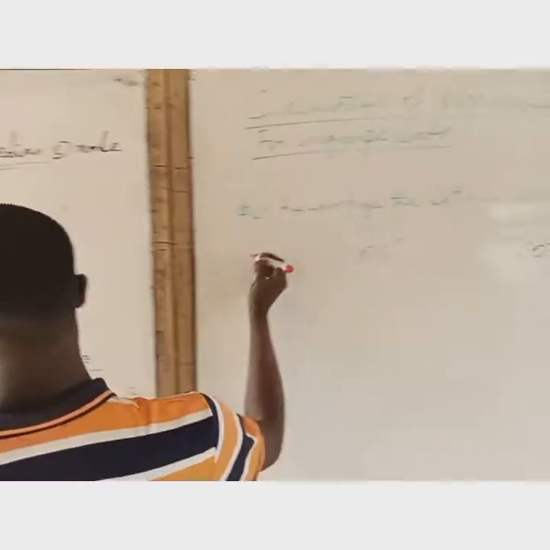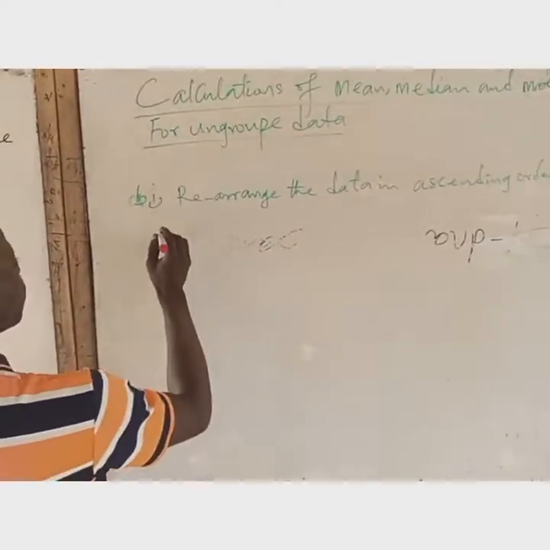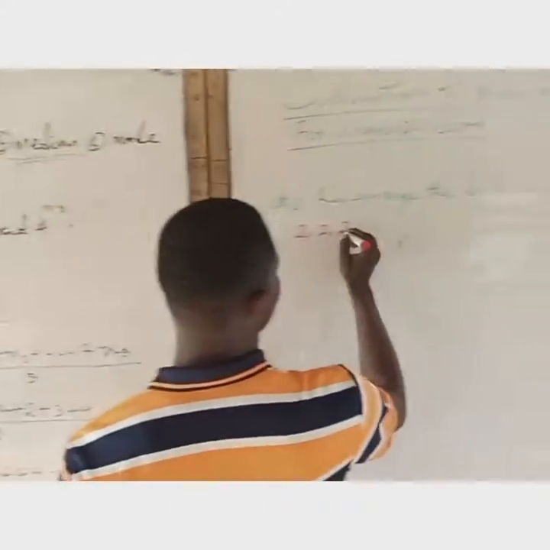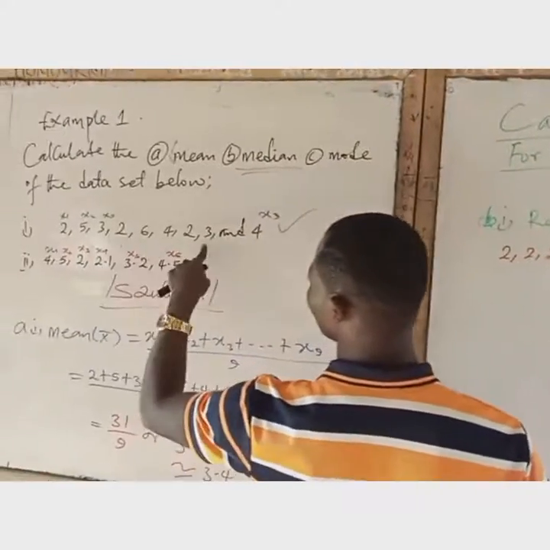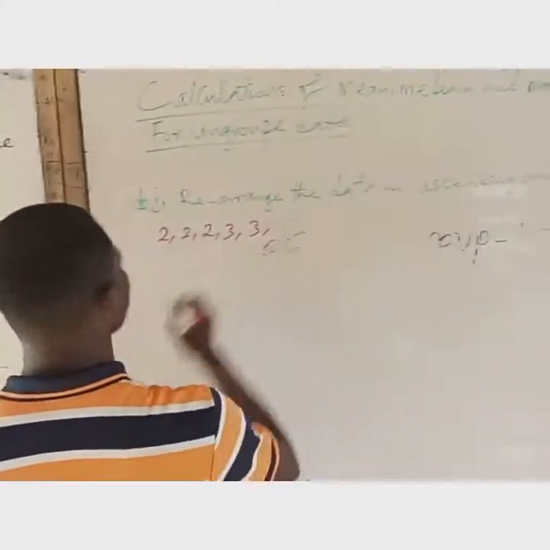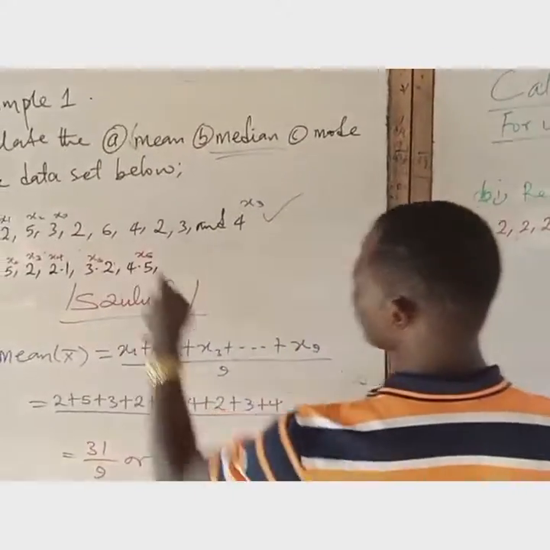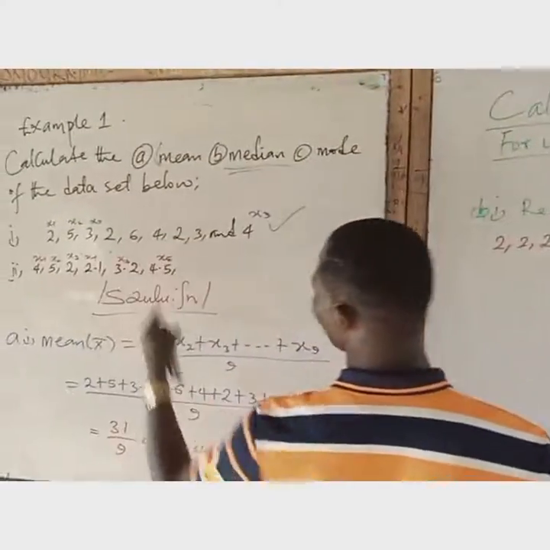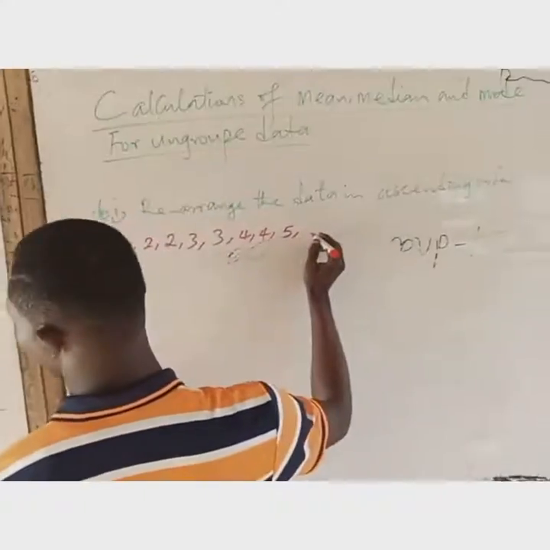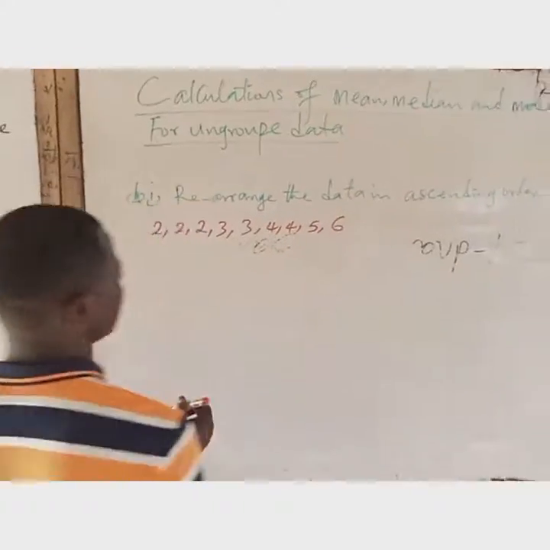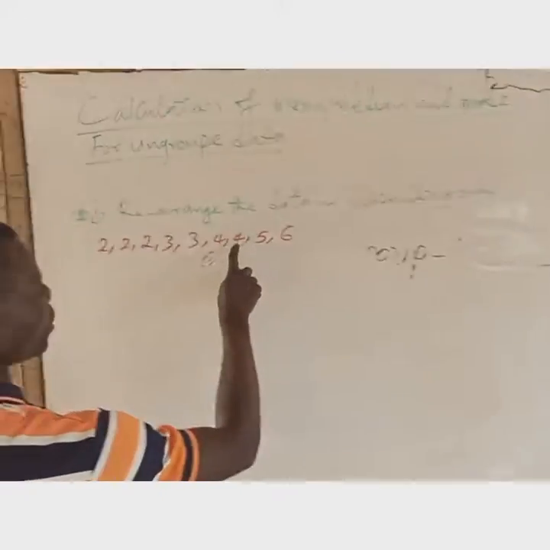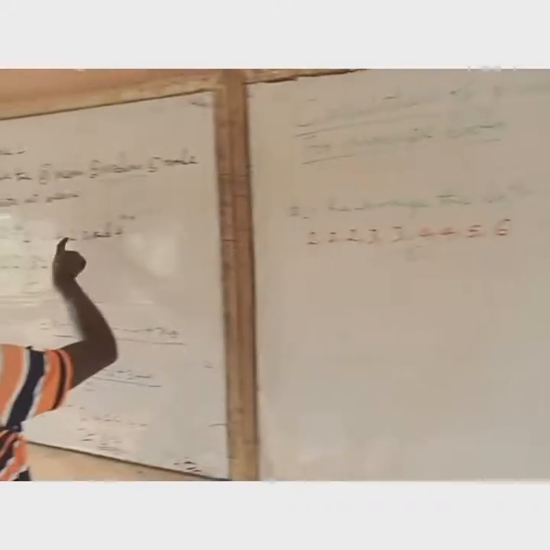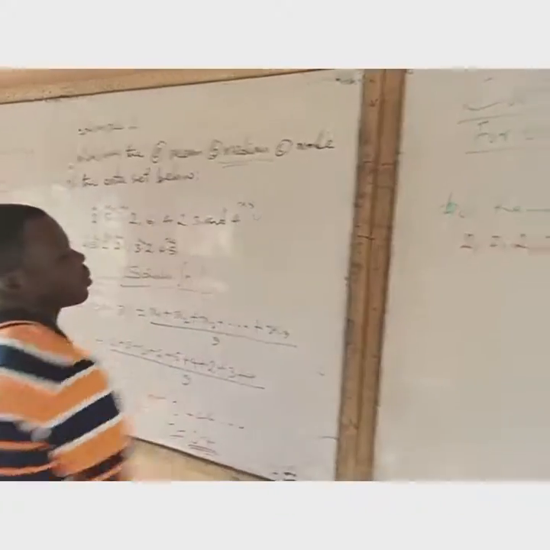So for Roman figure 1, we're having 2, followed by 2, 2, then 3, 3, then we have 4, 4, we have 5, and we have 6. So let's count it. 1, 2, 3, 4, 5, 6, 7, 8, 9.